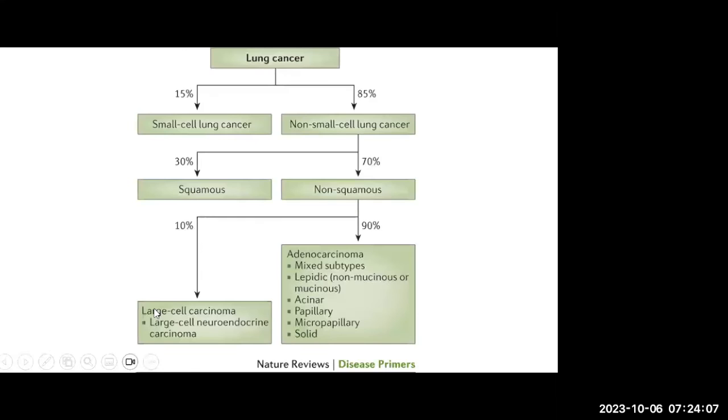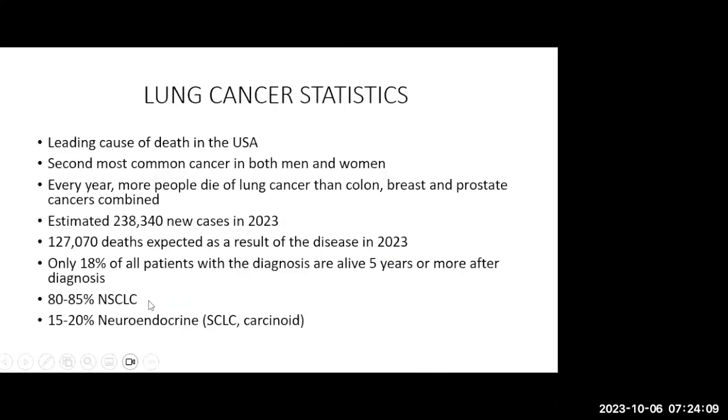About 238,000 cases are estimated for this year. And of those, about 127,000 deaths are expected as a result of this disease. And then about 18% of these patients are alive 5 years or more after the diagnosis. So that's not a huge number, right?